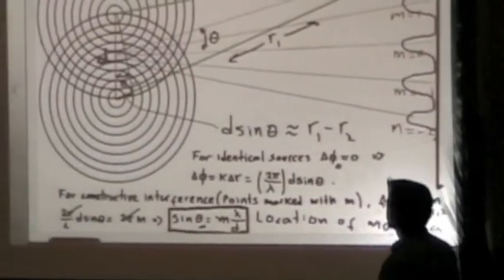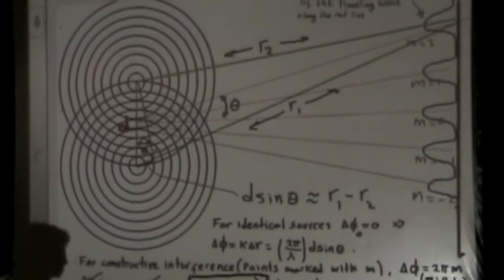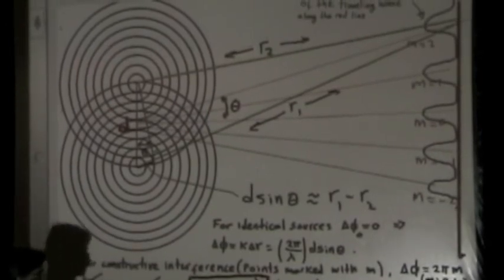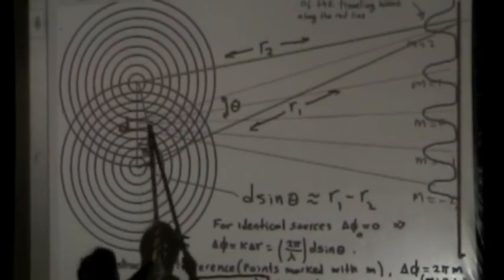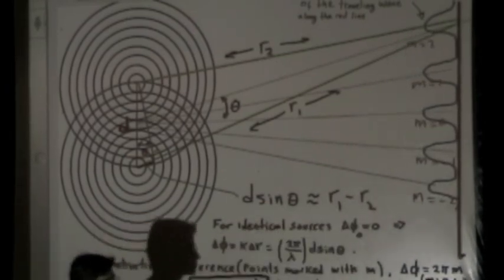That the sine of the different angles at which you will find maxima, given m, an integer, is equal to m times lambda divided by d, right? Where m can be 0, and that would describe this line, this maximum. m can be 1, and that would be the next maximum. m equal 2, the next one, and so on.